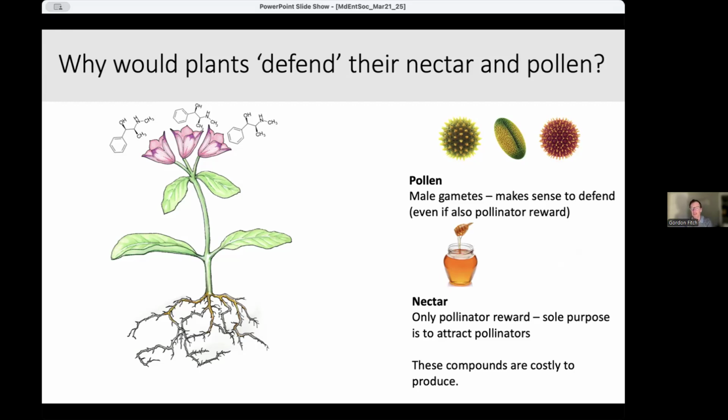The pollen, on the other hand, is both food for pollinators and the male gametes of the plant. So in some sense, it makes sense that pollen might be protected. They don't want bees to just be scarfing down all of that pollen. They want most of it to go to other flowers so they can reproduce. But nectar, it's really odd. You would think that plants would not be sticking these presumably toxic compounds into this attractive sugary liquid.